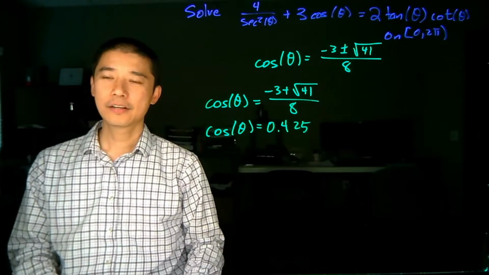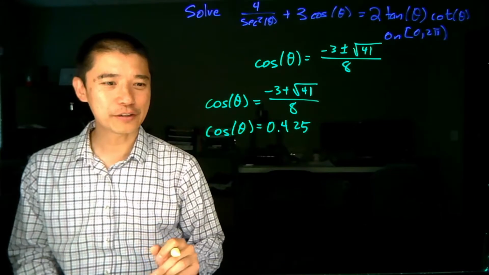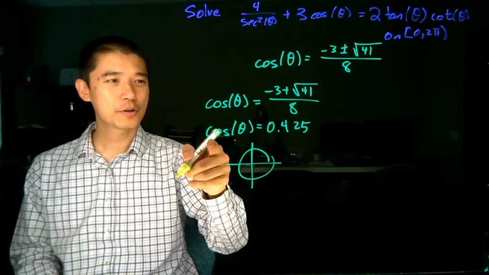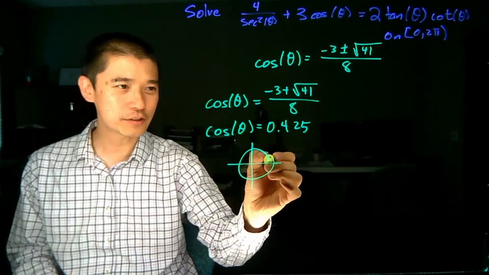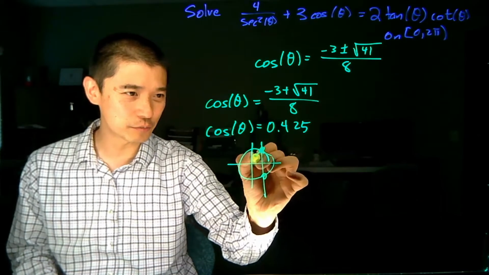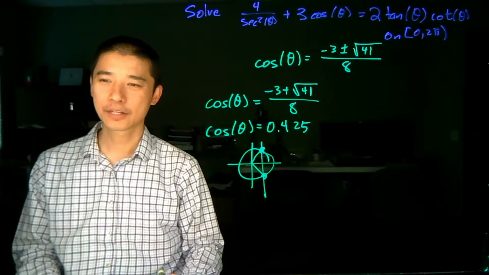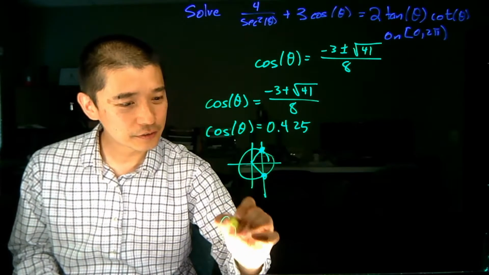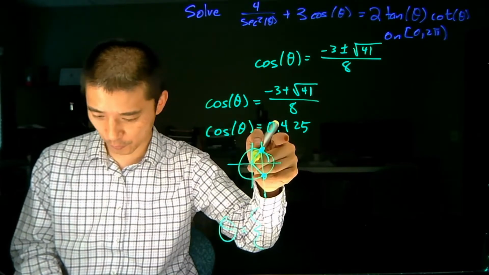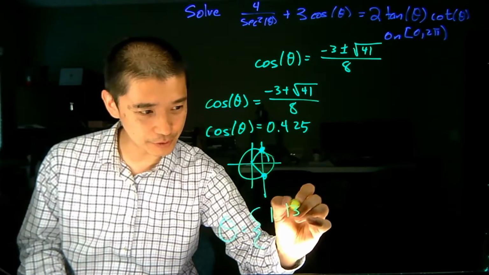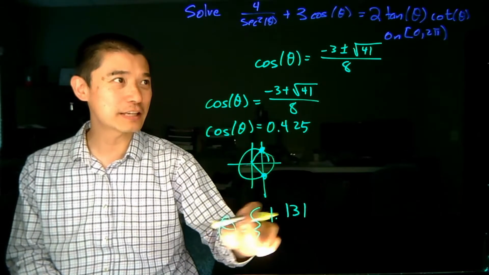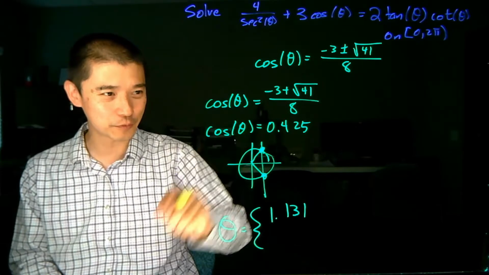0.425. Now, obviously, this is not one of the known values, and so we're going to have to use a calculator, and we're going to have to think about the unit circle picture. Cosine of theta, cosine is the horizontal direction. The horizontal direction is a positive number. So that tells us we're going to have solutions in quadrant 1 and quadrant 4. And when you put this into a calculator, you're going to get the value of the inverse cosine of 0.425 is 1.131. Now remember, this is in radians, and 1.131 radians is less than pi over 2 radians, and so this will give us our first quadrant value.